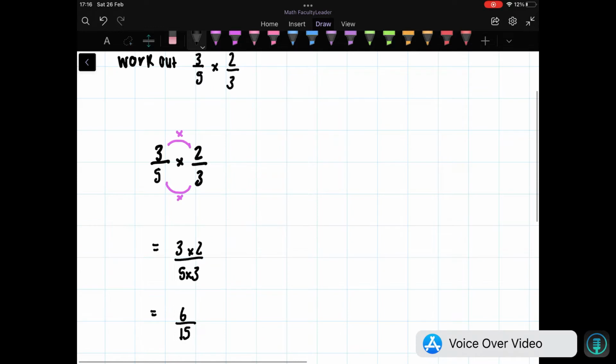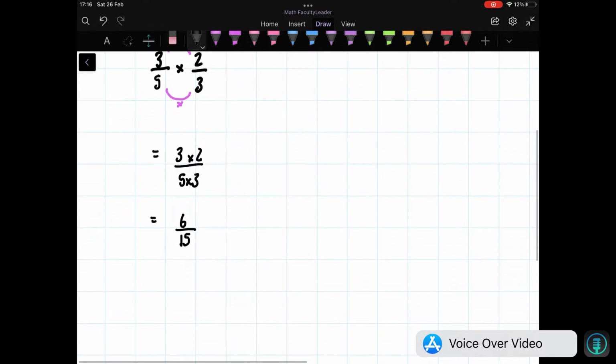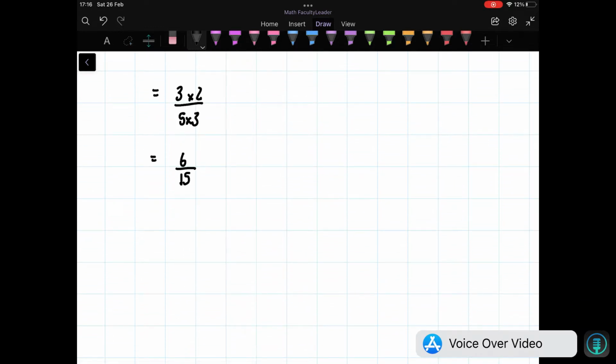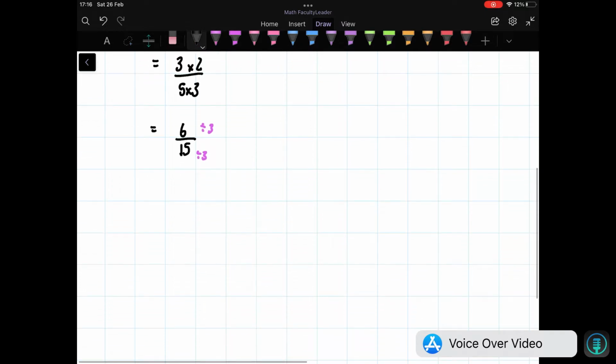However, we mustn't stop there, as the final answer can still be simplified. To simplify, we can divide the top and bottom by 3, which gives us 2 over 5.